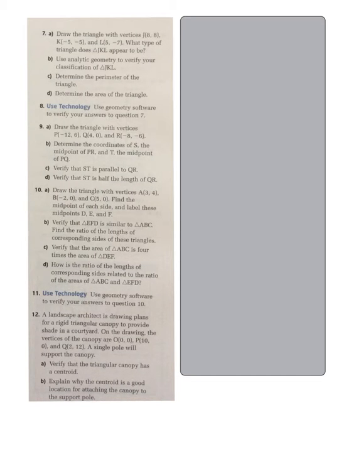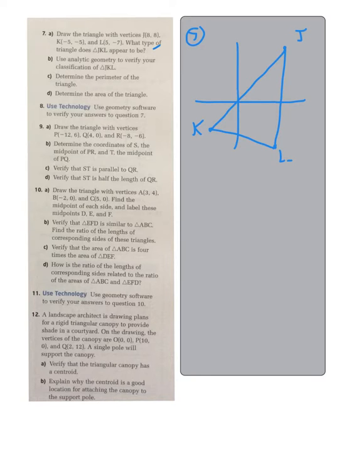A few questions here. Question 7, draw the triangle. Let's just draw a quick triangle here, see what it looks like. So 8, 8 is about there. Negative 5, 5 is about there. And 5, negative 7 is about there. So the triangle looks something like this, where that is J, that is K, and the other one is L. What type of triangle does it look like? So you have to make a guess of what triangle it looks like. That's A. And B, C is use analytic geometry to verify your classification.